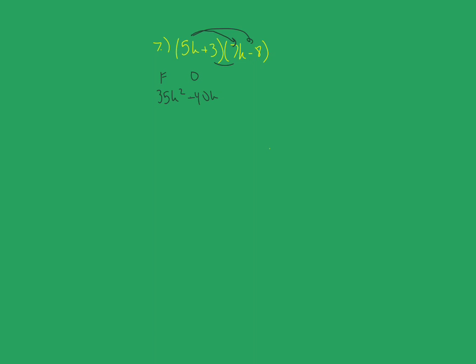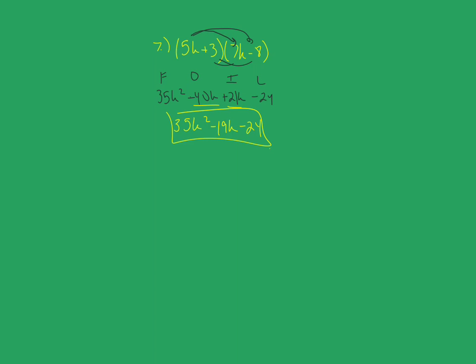3 goes to 7k. On the inside, it's going to become plus 21k. And 3 goes to negative 8, it's going to become your last two, that's minus 24. I'm going to combine my like terms in the middle. So I end up with those two terms going in the middle. So I have 35k squared minus 19k minus 24. That's it for 7.